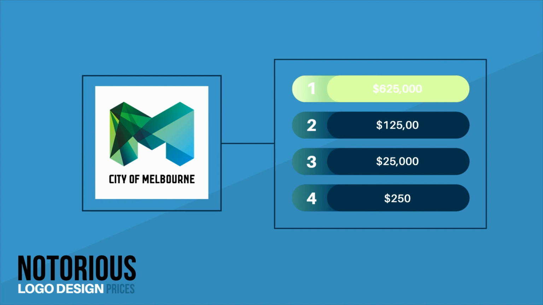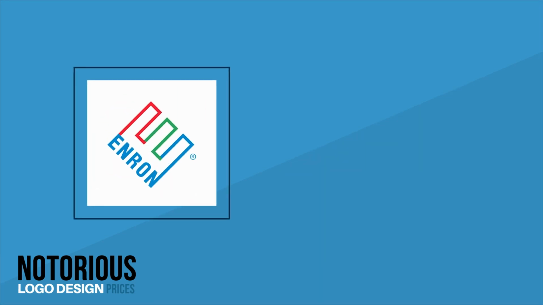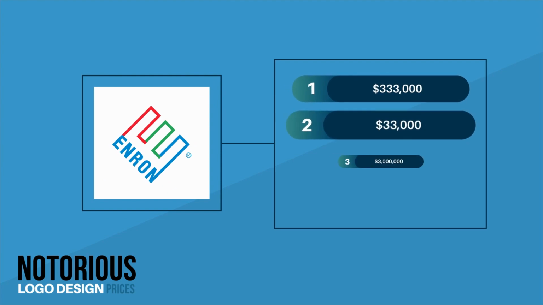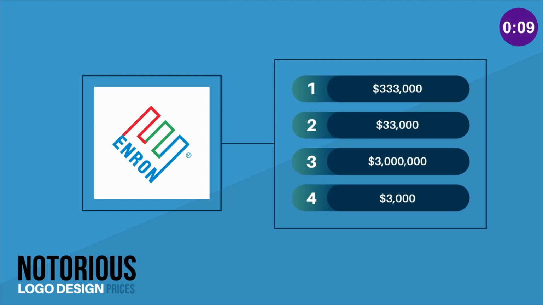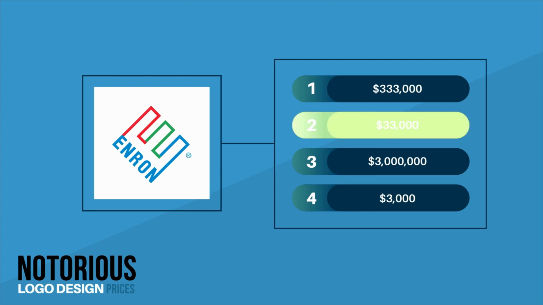Now the third logo today is the Enron logo that was designed by Paul Rand back in the early 1990s. It's just quite an old school logo design, but how much was it? So this logo was in fact sold for $33,000, and I personally really am not a fan of this design, but then again, I'm not someone selling logos for $30,000, so what do I know?